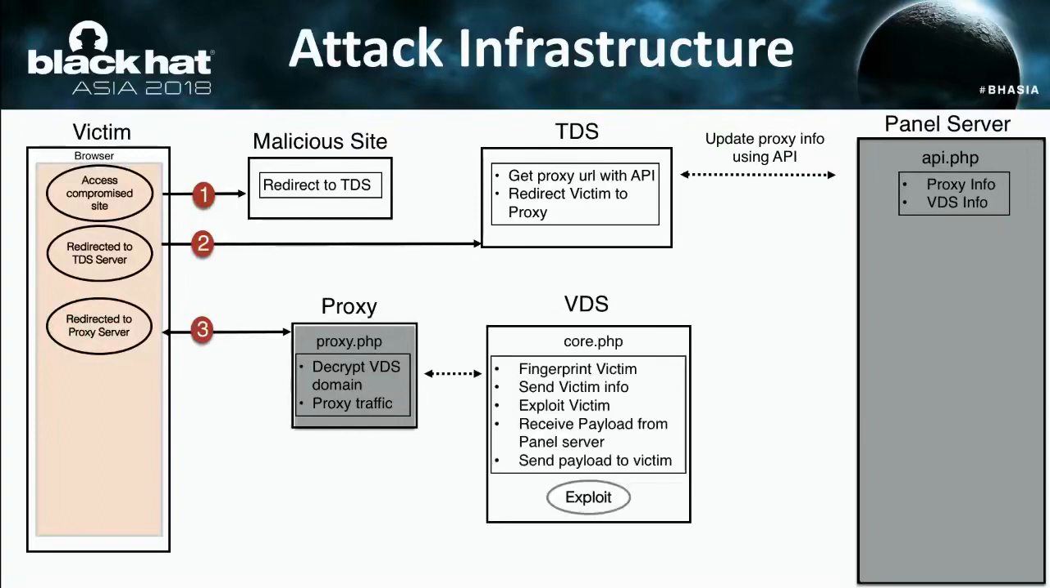And the VDS server here has the main PHP script. It's core.php. This script fingerprints the victim's environment, what kind of browser or what kind of OS, and such data. So core.php fingerprints the victim information, and according to the victim environment, the appropriate exploit is served to the victim, and the victim browser is exploited.